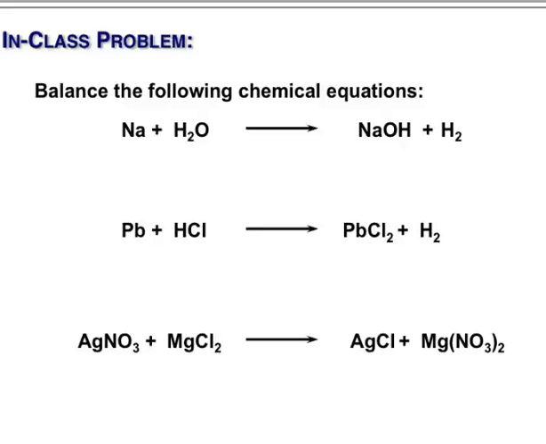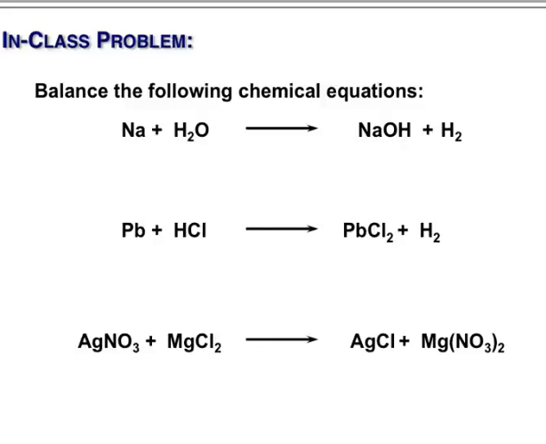We have 1 sodium, 2 hydrogens, 2 hydrogens, 1 oxygen, 1 O. I miscounted. 3 hydrogens, right? Only 2 on this side. So I would start off by putting a 2 here, doubling that. Now if we do that, we need 2 sodiums, don't we?